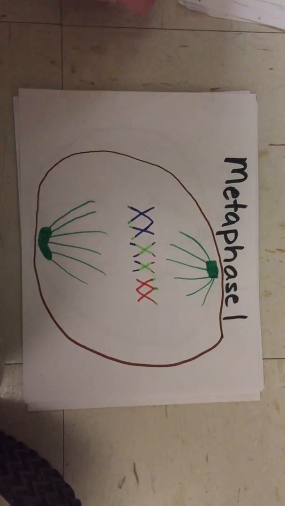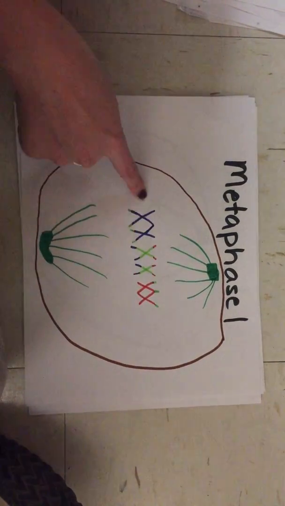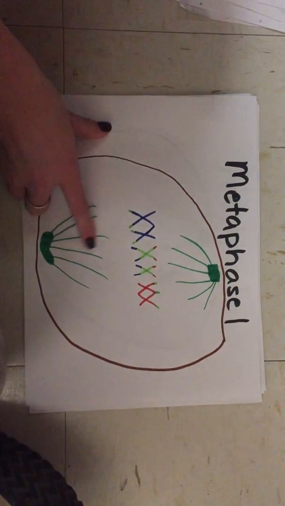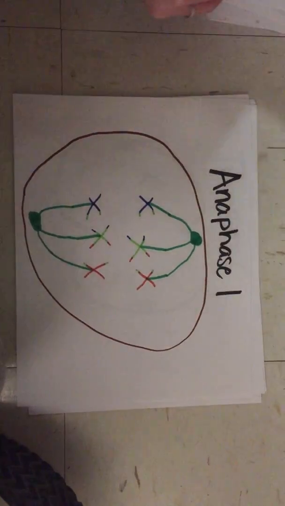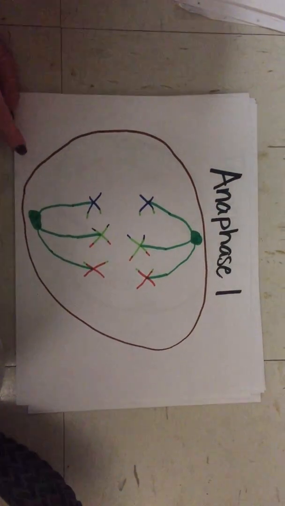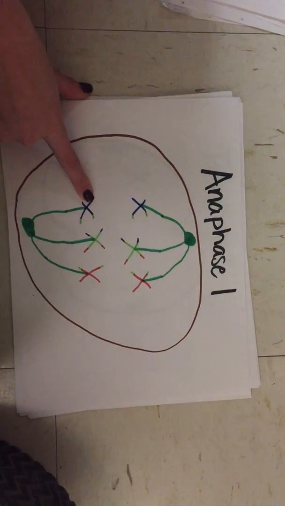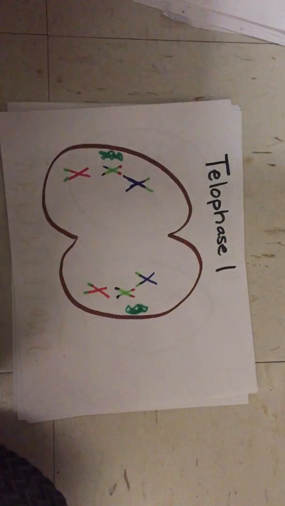In metaphase 1, the bivalents line up in the middle of the cell, and the centrioles send their spindle fibers out to reach towards the middle section. In anaphase 1, the spindle fibers attach to the centromeres of the chromosomes and pull apart the bivalents to the polar ends of the cell.